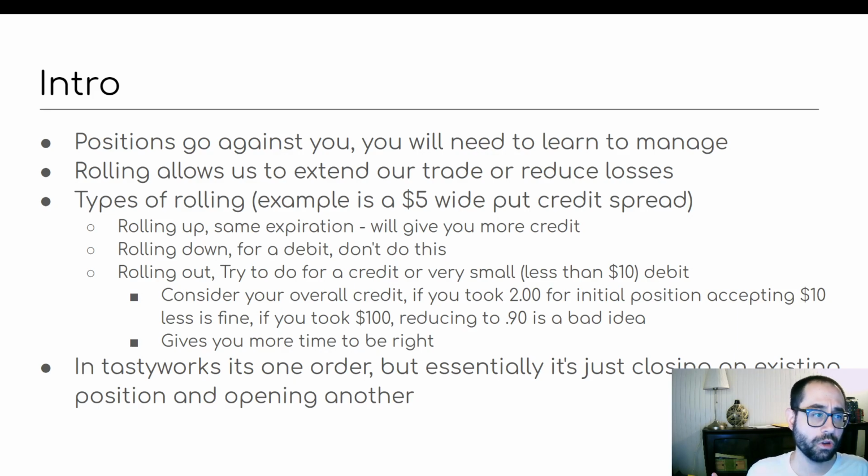So rolling allows us to extend a trade or reduce a loss. So we're only interested usually in rolling a position that's against us. Of course, it is possible to roll a position that is in your favor.